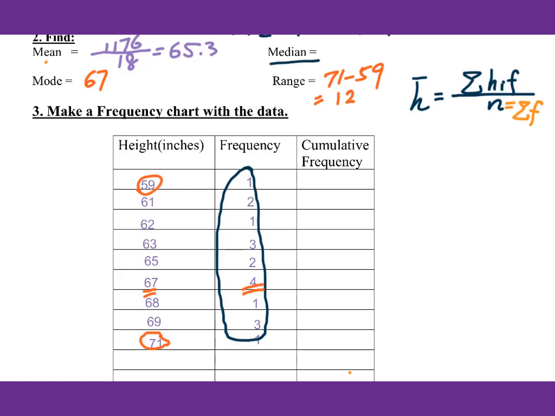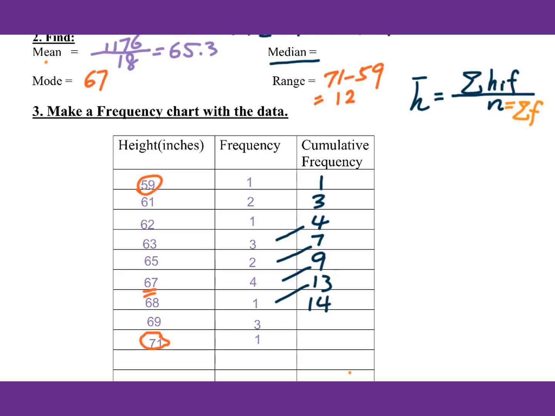For the median, work out the cumulative frequency. 1. Adding 1 plus 2 is 3, plus 1 is 4. 4 plus 3, that's 7. 7 plus 2, 9. 9 plus 4, 13. 13 plus 1, 14. 14 plus 3 is 17. 17 plus 1 is 18.